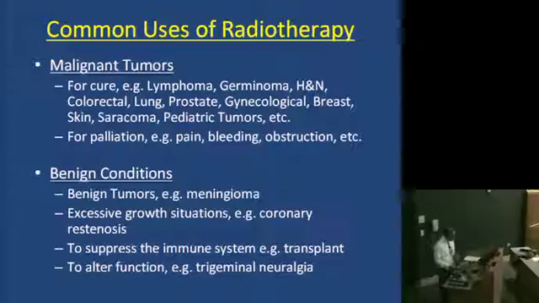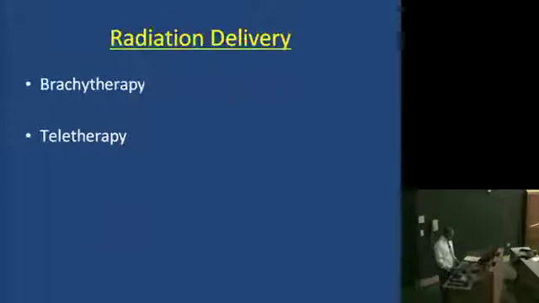In certain benign conditions, we also use radiation treatment, particularly meningiomas. We have used radiation for coronary arterial stenosis and trigeminal neuralgia. It's very interesting. In trigeminal neuralgia, we can target the trigeminal nerve at the skull base within 3 to 4 millimeters in size, and we can give 70 to 80 gray in 1 fraction and help these patients relieve their pain due to the trigeminal nerve.